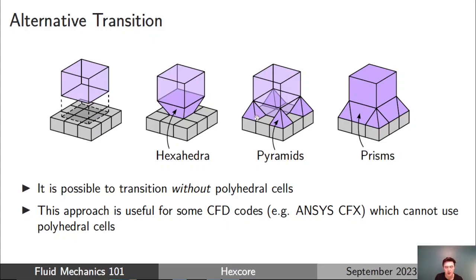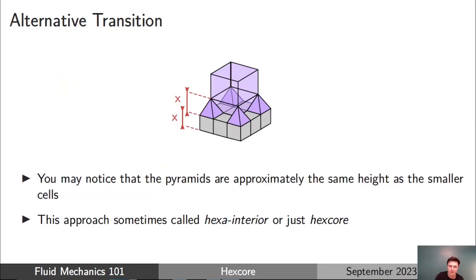The next thing to do is insert pyramids onto those corner cells of the 9 smaller cells on the bottom, and then finally we can fill in the gaps with prism cells. And you can see that that does a great job of allowing us to transform from those smaller cubes out to the larger cubes in the Hexcore. And of course, these transition cells, the prisms, the pyramids, and the hexahedra in the middle, don't have as high a quality, and they will have small non-orthogonal correctors.